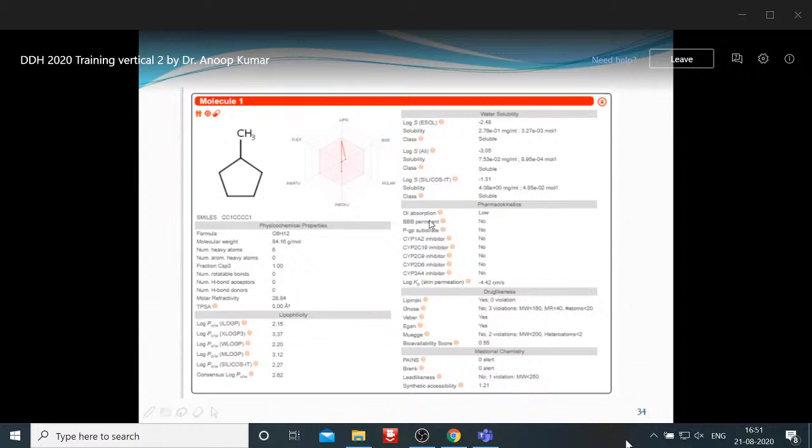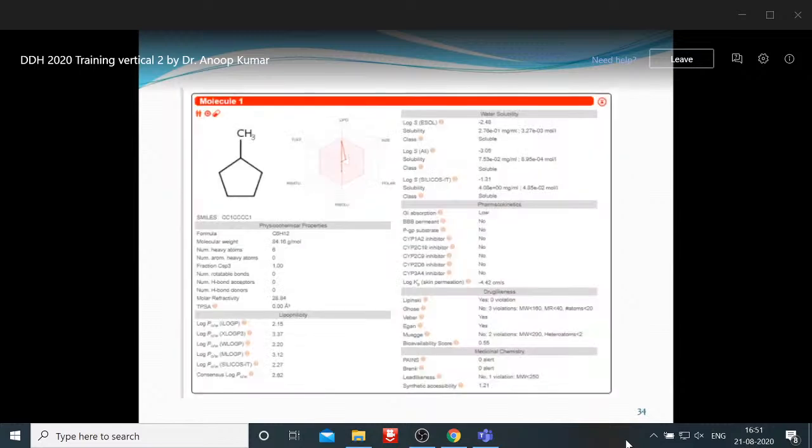Pharmacokinetics: you can get to know whether GI absorption is low or medium. Blood-brain barrier permeant: whether your molecule is able to cross the blood-brain barrier or not. P-glycoprotein substrate, this is showing no. These are the various CYP isoforms, 1A2, 2C19, and no, the molecule is not going to affect these. Then all these drug likeness filters, Lipinski, Ghose, Veber, Egan. Whatever information you get, you can conclude whether your molecules need some modifications or not.